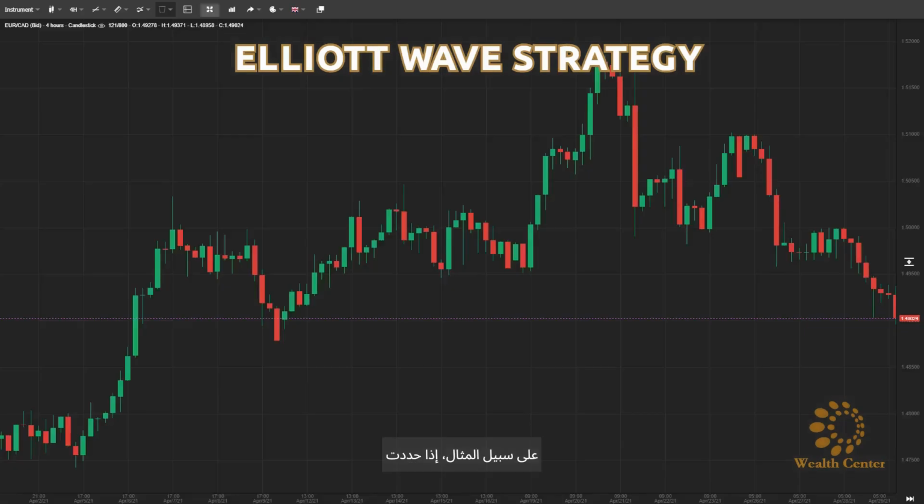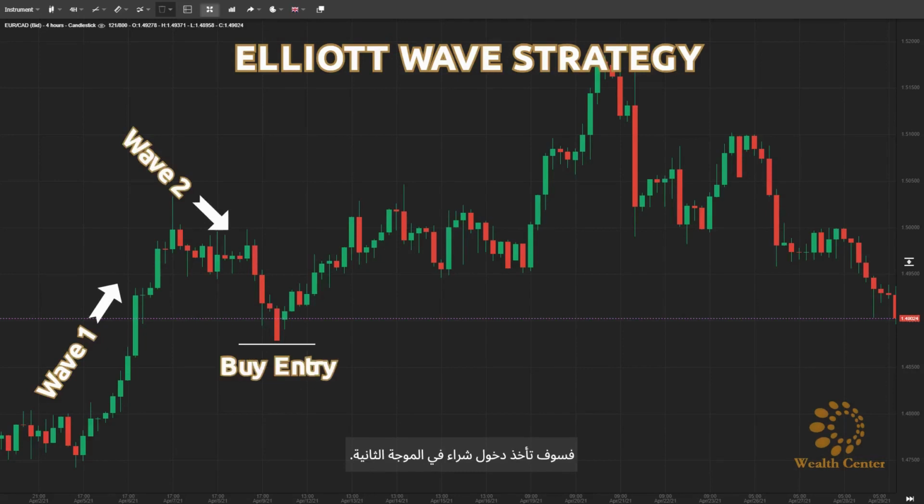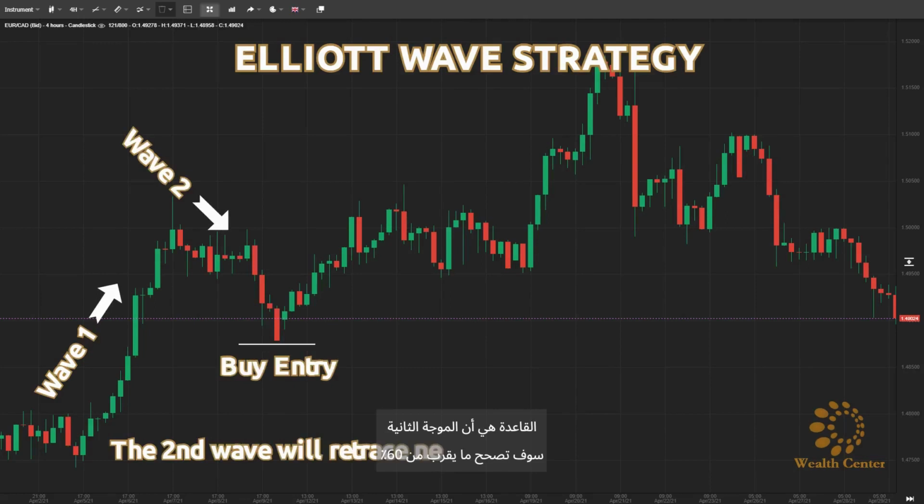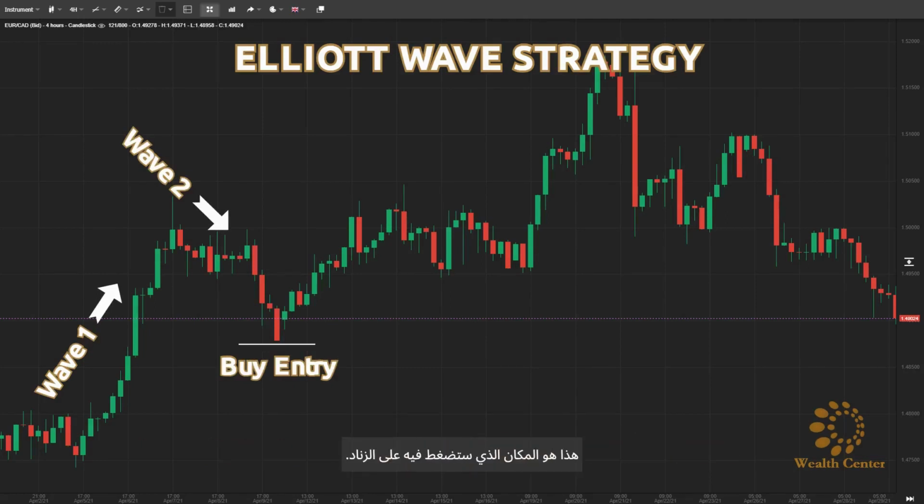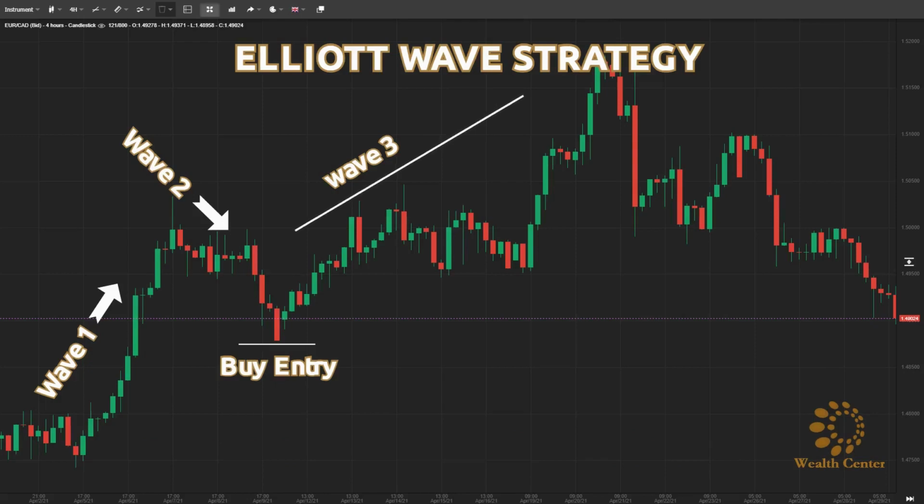For example, if you have identified an uptrend and spotted the first 2 waves, you will take a buy entry on the second wave. The rule is that the second wave will retrace nearly 60% of the first wave, so that's where you will pull the trigger. After that, the third wave will start, and it is the longest wave in the pattern.